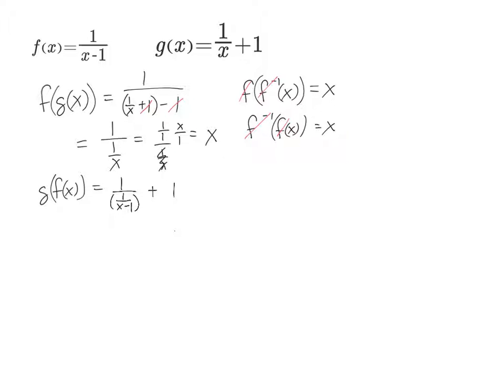Well, 1 over x minus 1 is the same thing as 1 over 1 over x minus 1. Flip and multiply, you end up getting x minus 1 over 1. So this ends up becoming x minus 1 plus 1. And x minus 1 plus 1 is just x. So if you notice, we get x here, we get x here. Therefore, these are inverses of each other.